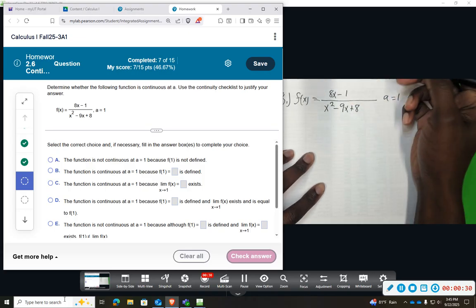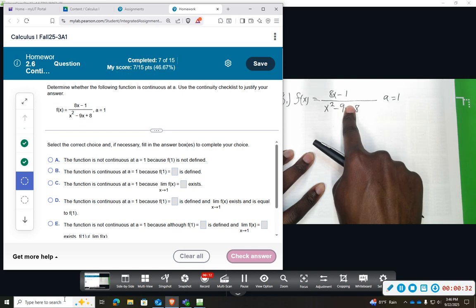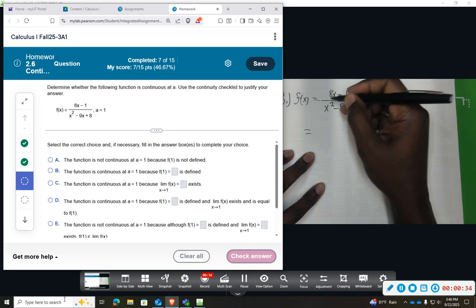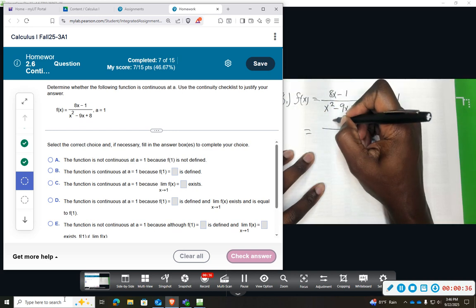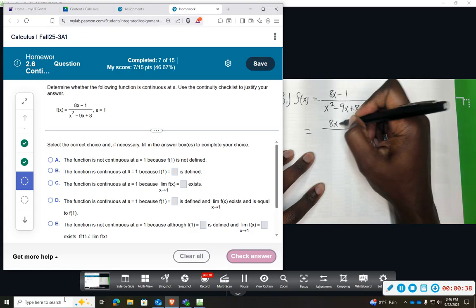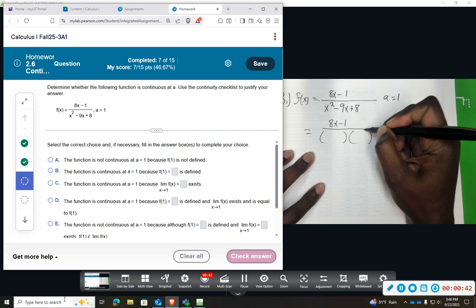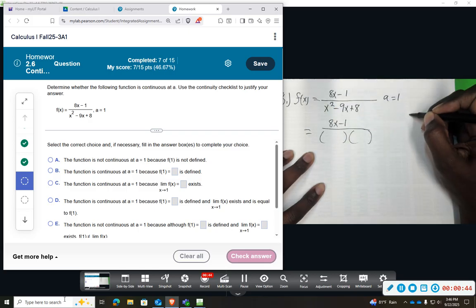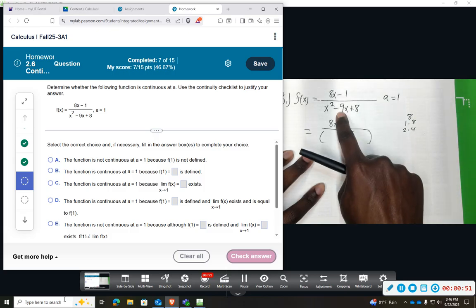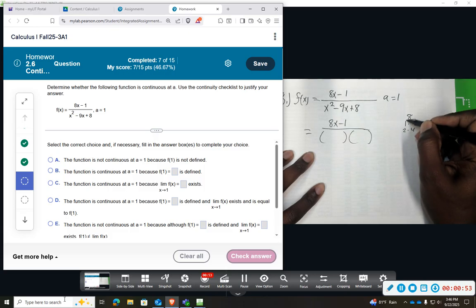So first thing I would try to do is see if this factors so I can see the linear terms. And the top will not break down to anything. On the bottom, I think it does factor. 1 times 8 is 8. Factors of 8 are 1 and 8 and 2 and 4. We want to add to get 9. 1 and 8 add to 9.